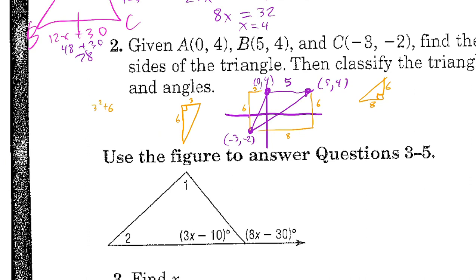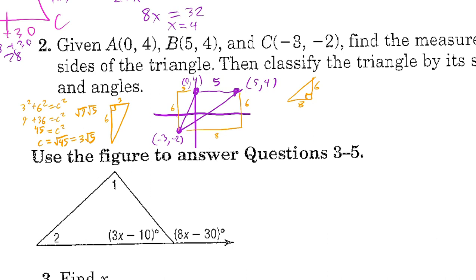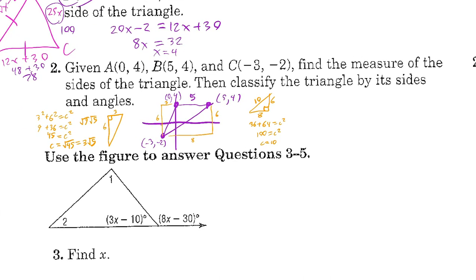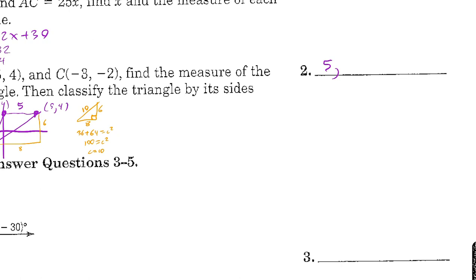We get 3 squared plus 6 squared is the distance squared. That's 9 plus 36 equals c squared. That's 45 equals c squared. So the distance is root 45, or if we simplify that, root 9 root 5, that's 3 root 5. And then the other one is 36 plus 64 equals c squared, or 100 equals c squared, or c is 10. That was really just a 3, 4, 5 triangle doubled. We get really used to those 3, 4, 5 triangles. So we had a 5, a 3 root 5, and a 10.